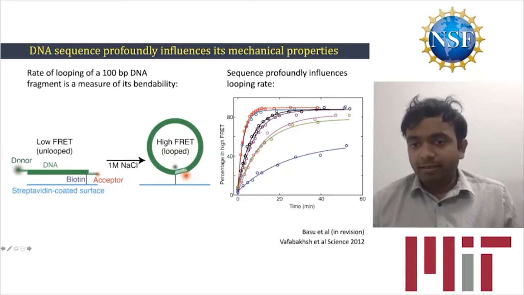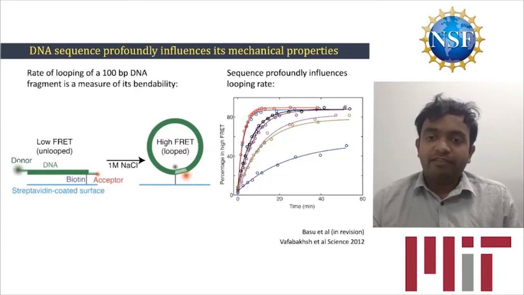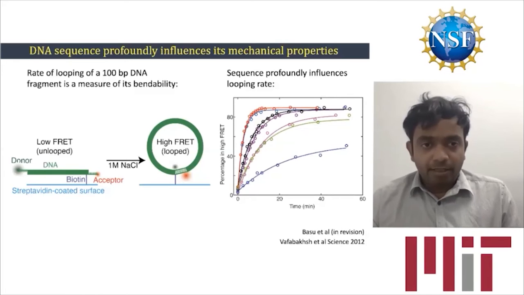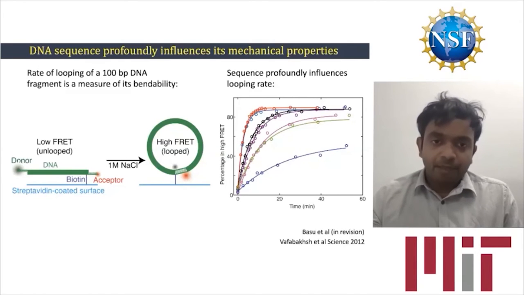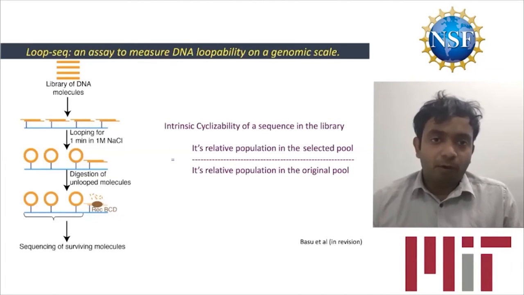Now on the right here are the looping kinetic curves of 7 different DNA sequences. And we find that depending on sequence, the looping rate can vary by more than an order of magnitude. So it implies that on these short 100 base pair length scales, DNA looping is profoundly influenced by the local sequence of DNA itself. How then do we take this sensitive measurement to a high throughput scale so that we can use it for genome-wide studies?